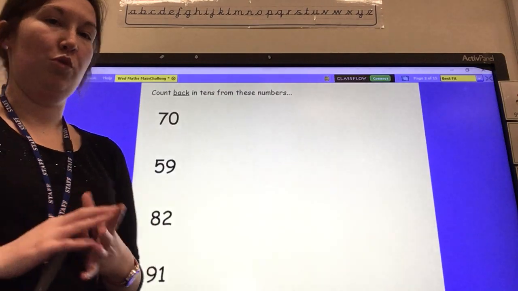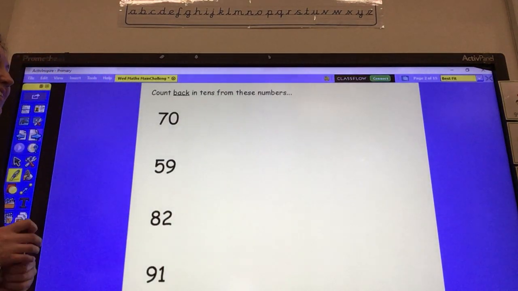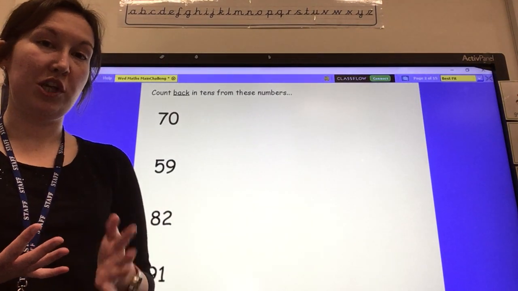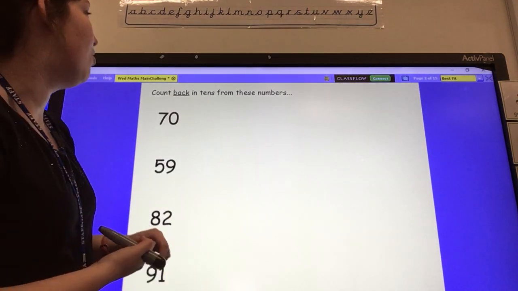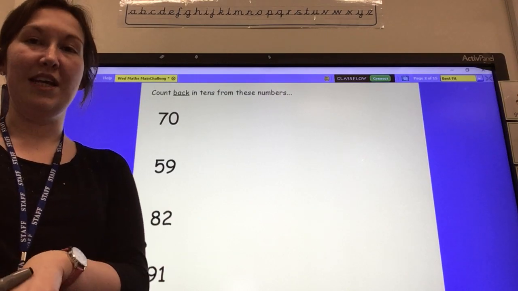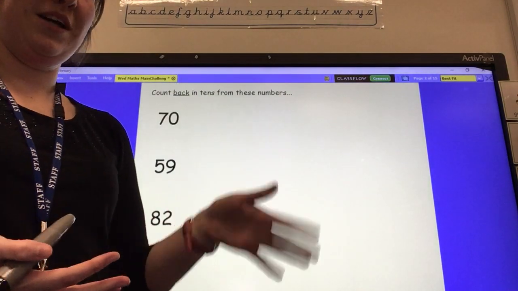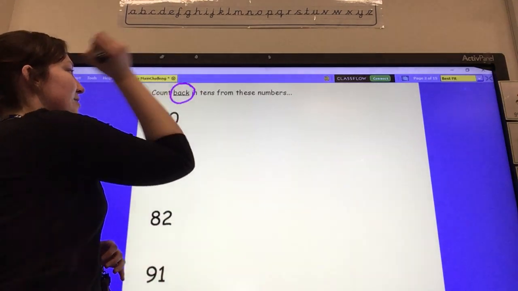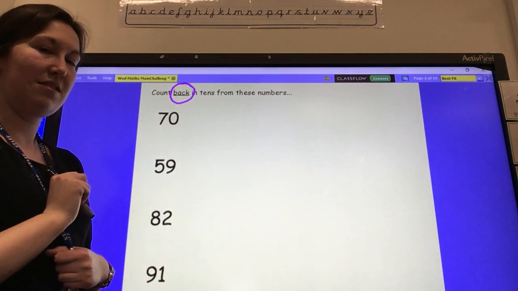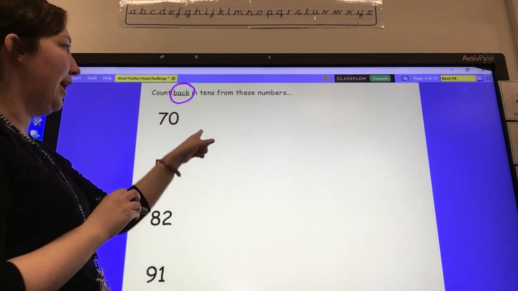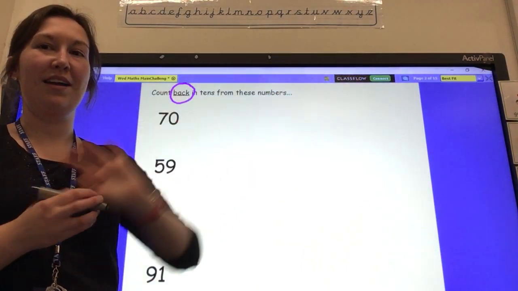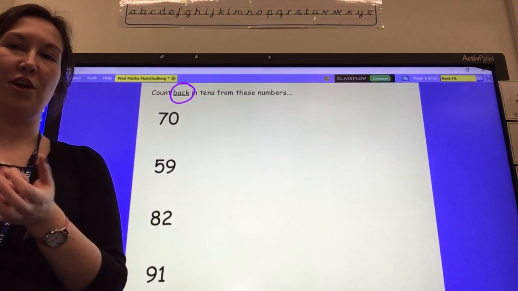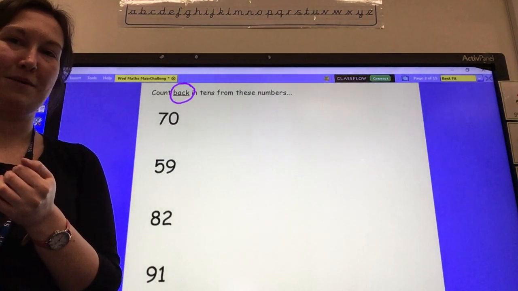Now, next part of our warm-up this morning is counting back in tens from these numbers. So if you have a 100 square available to you, you might want to use that. But if not, I'm sure that you will all do a brilliant job, especially after practicing on a 100 square just a minute ago. So counting backwards in tens from these numbers. So 70, how far can you keep counting back in tens? So I'm going to pause there and let you have a go at working these out.